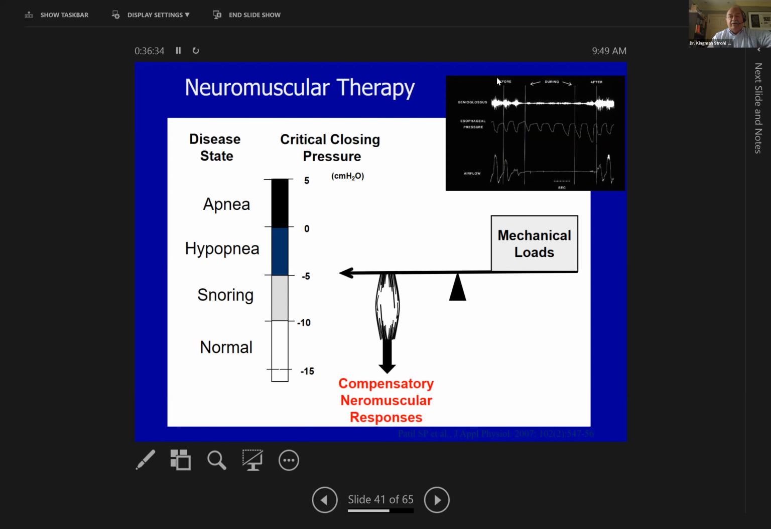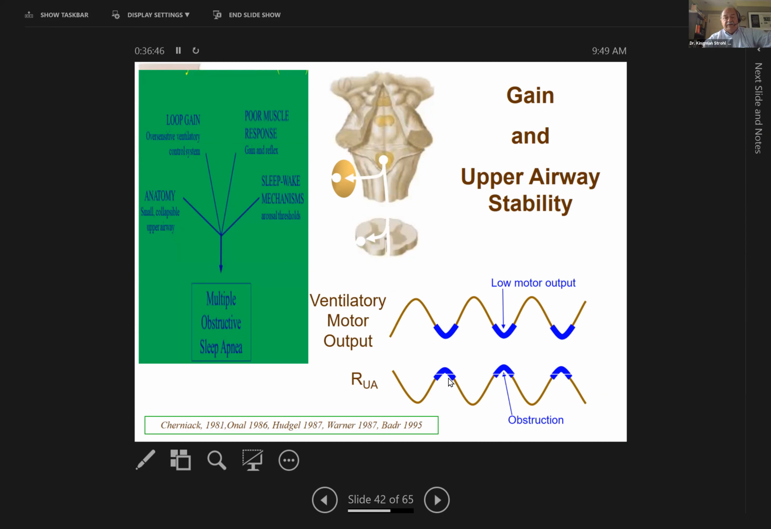And if you look at gain in upper airway instability, the ventilatory motor activity, when it goes down, upper airway resistance goes up. So that's how you can have these RERAs, these hypopneas, these episodes where there's high upper airway obstruction, and you don't have to have particular apneas.